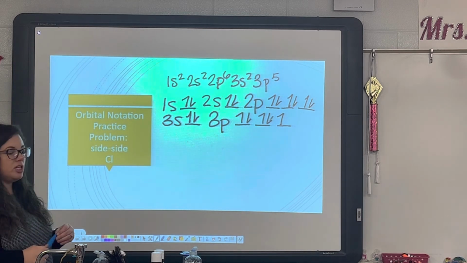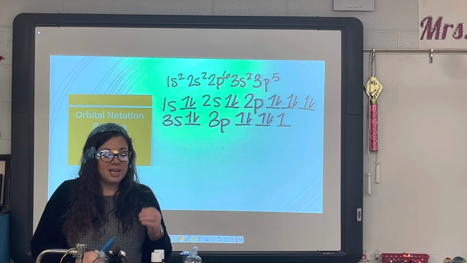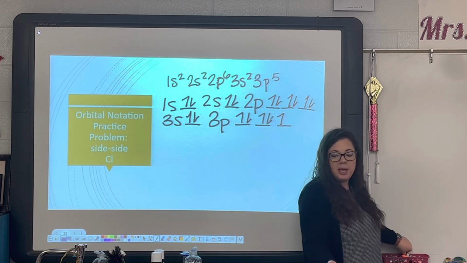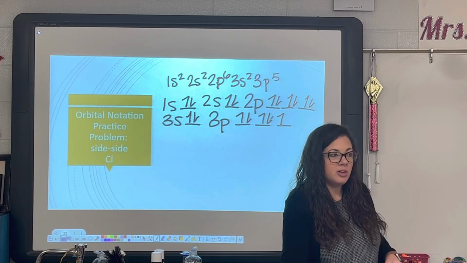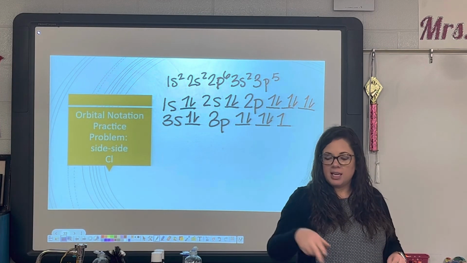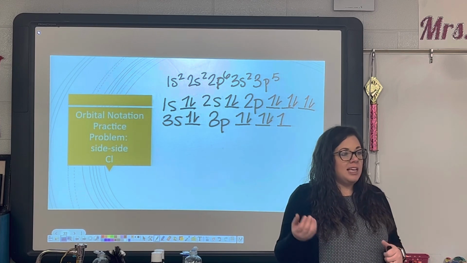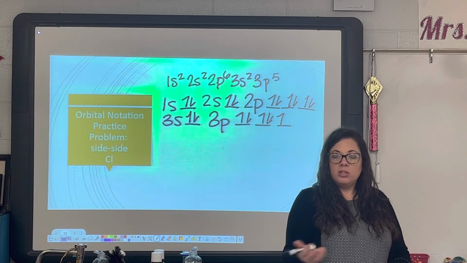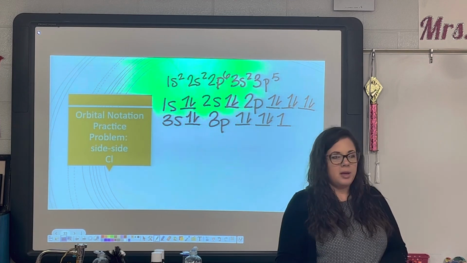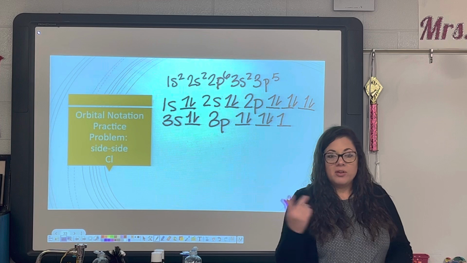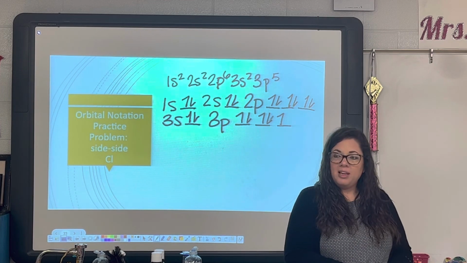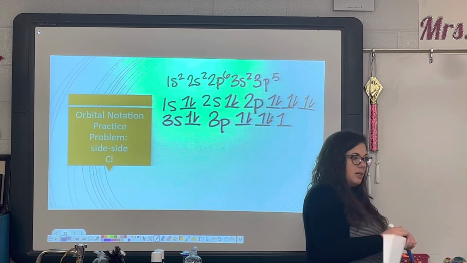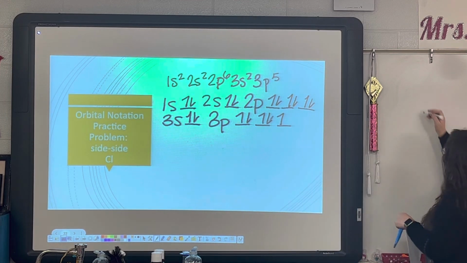Alright, so here's what I want you to do. You had 6 elements that you did yesterday. Some of you already got your papers back. There's 2 people's papers that are up here that I'll give you back here in a second. What I want you to do is do the orbital notation for those 6. So you either have your paper back or you still have it. Do the orbital notation for those 6. So I'll write the elements up here just in case you don't have them.